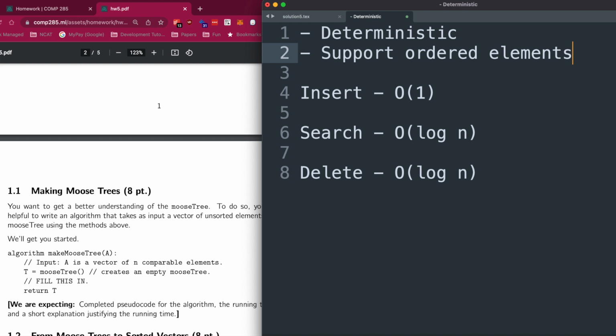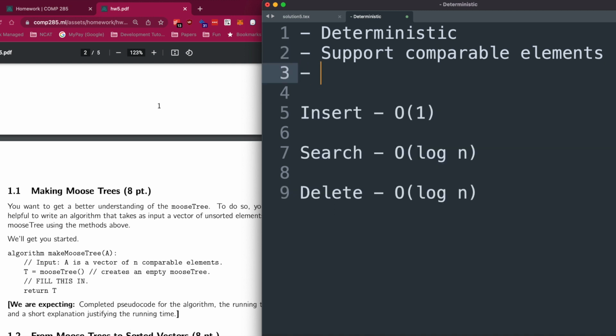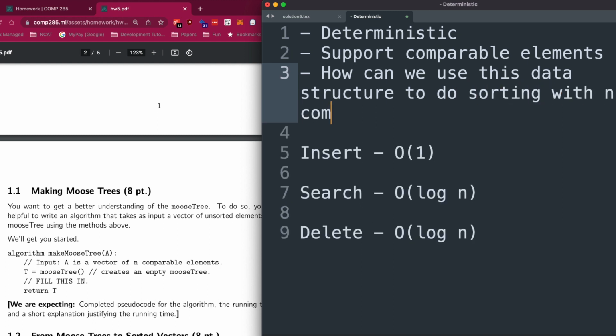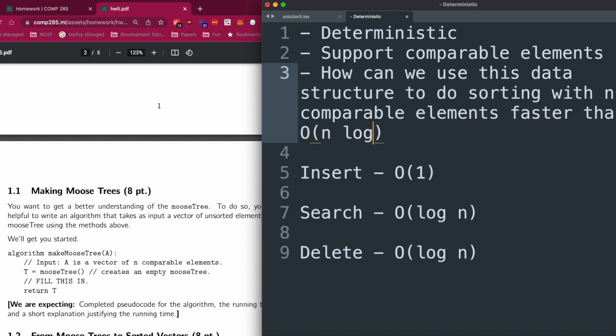So it can store elements that are comparable. That is the only requirement. Comparable elements. That's the only requirement it has. So it's not necessarily storing integers or anything. It's just storing things that can be compared with each other. That's it. And that might give you a hint as to why this data structure is impossible. The big idea is we're going to figure out how we can use this data structure to do sorting with n comparable elements faster than n log n.